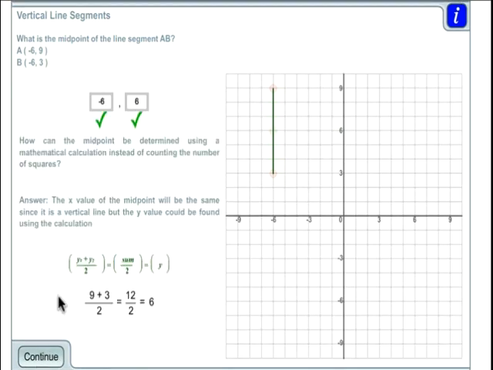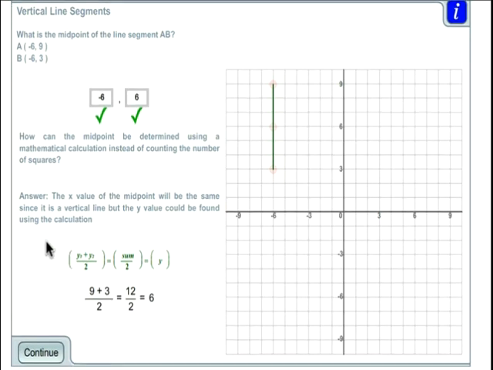So how can the midpoint be determined using a mathematical calculation instead of just counting the number of squares? Well, in this case, the x value didn't change. The y value was simply the average of the two y coordinates, y1 plus y2 divided by 2. So 9 plus 3 gives us 12, divided by 2 is 6.